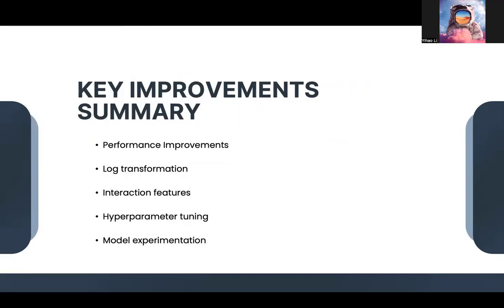And so here is a key improvement summary. I had five points to improve the performance. The first is I applied the log transformation to the skewed targets. The second is I engineered interaction features to capture nonlinear effects. The third is I experimented with multiple models. The fourth, I tuned the hyperparameters systematically. And the last one is I evaluated performance using cross validation and used it for feedback.